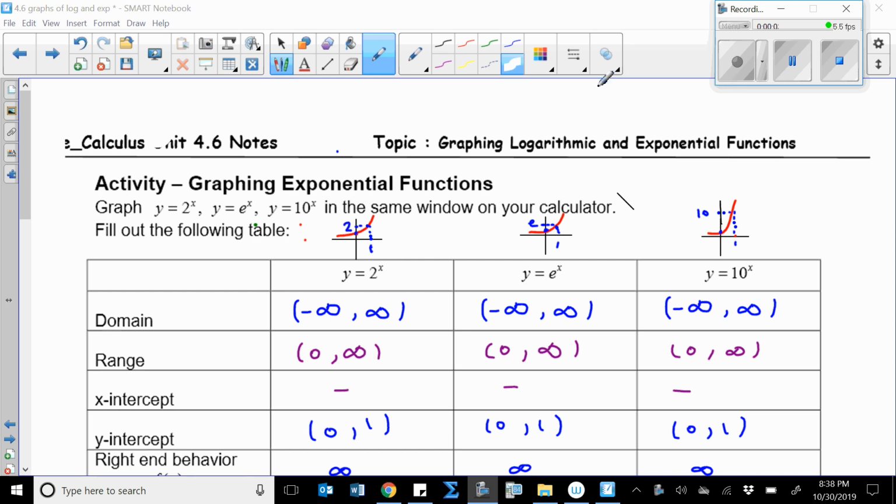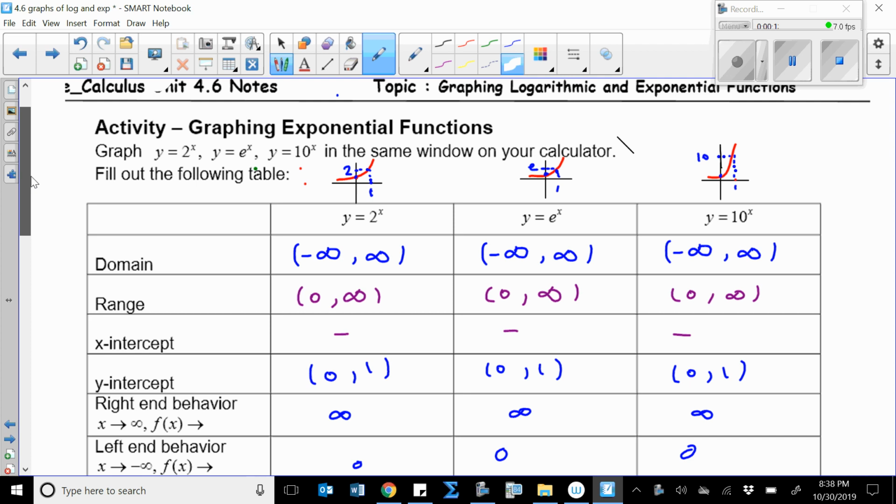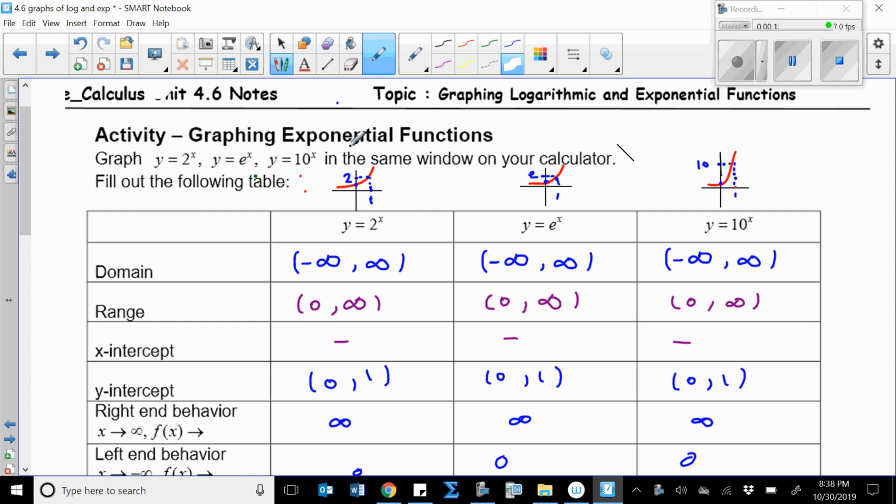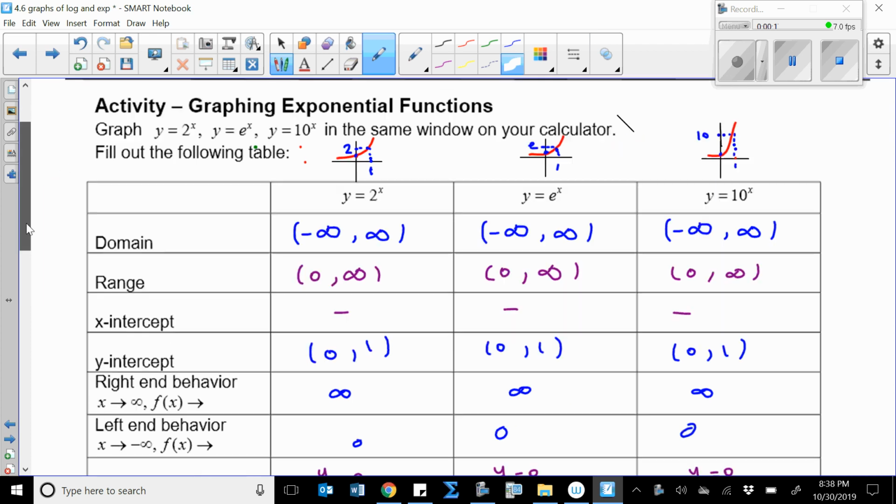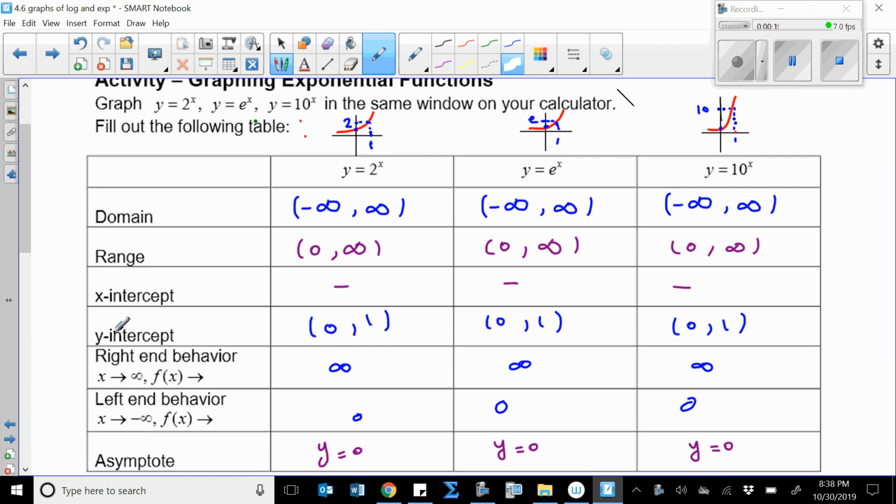Hi everyone, today we're going to learn how to graph log and exponential functions. Before learning how to graph them, we want to explore a little bit about each of these graphs. We want to find the domain, range, x and y intercept, end behaviors and asymptotes of each of these functions that you see here. I'm going to use Desmos to help.